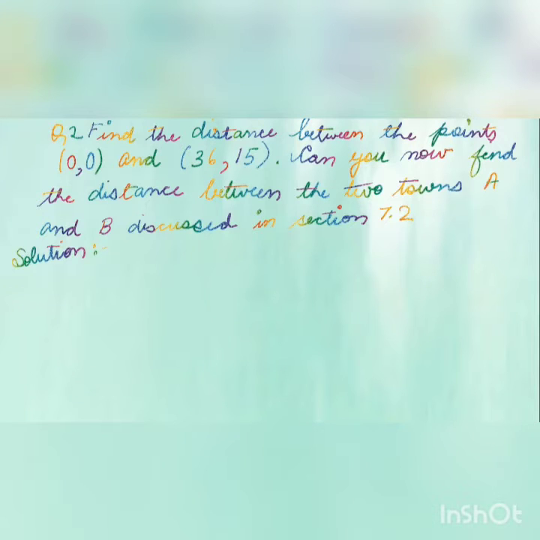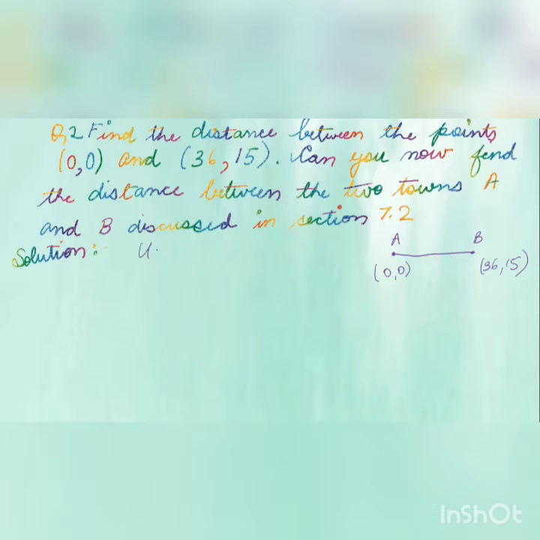Now question number two is to find the distance between the points. The points are given, that is 0, 0 and 36, 15. Can you now find the distance between the two towns A and B discussed in section 7.2? That is the distance given in your book, for the towns it is given the same, 36 and 15. So we want to find the distance. Now take this point to be A or B.